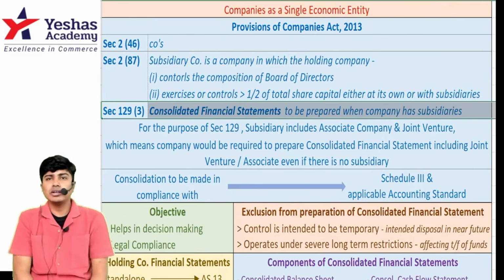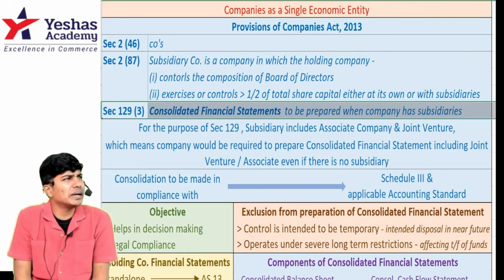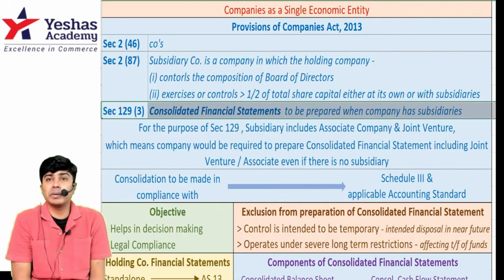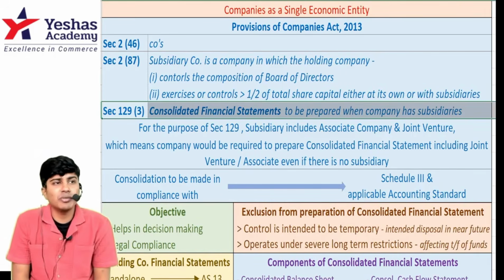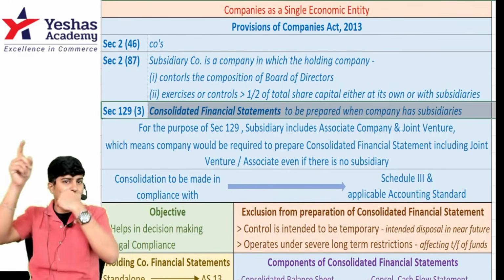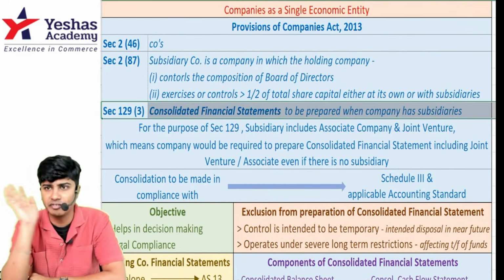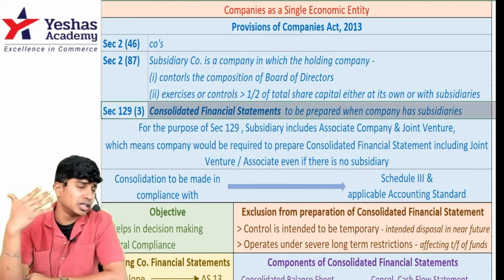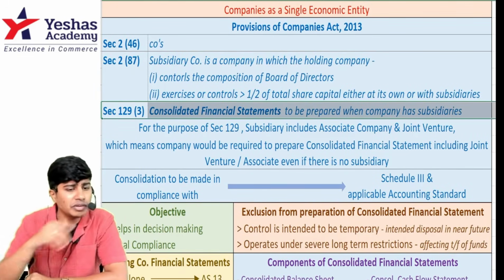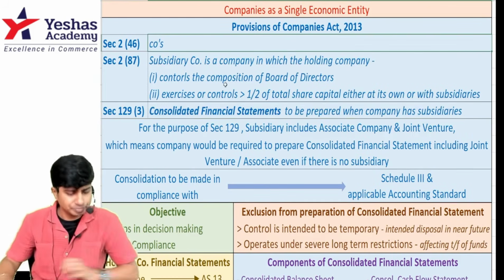So is it an option to do consolidation, or is it compulsory? Compulsory. When do you have to compulsorily prepare consolidated financial statements? Whenever you have a subsidiary. What if you don't have a subsidiary? You don't have to prepare. So whenever there is a subsidiary, you have to prepare consolidated financial statements. Whenever there is no subsidiary, you don't have to prepare a consolidated balance sheet. I hope everybody understood this.